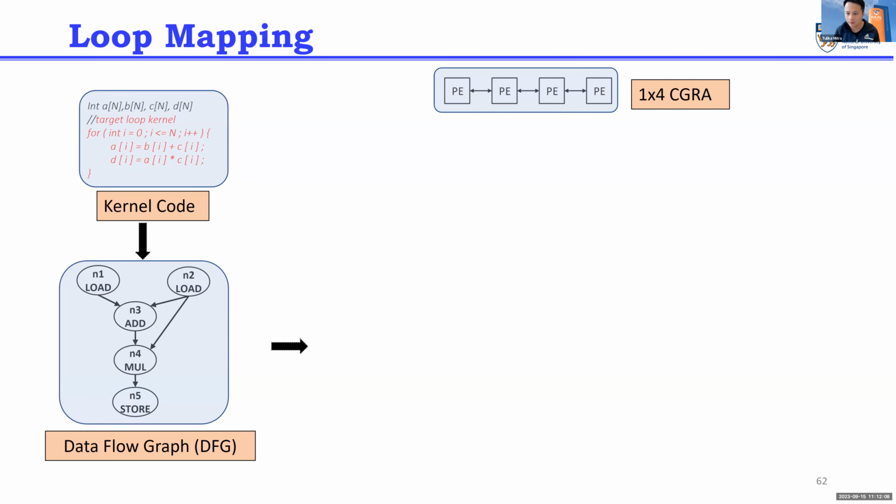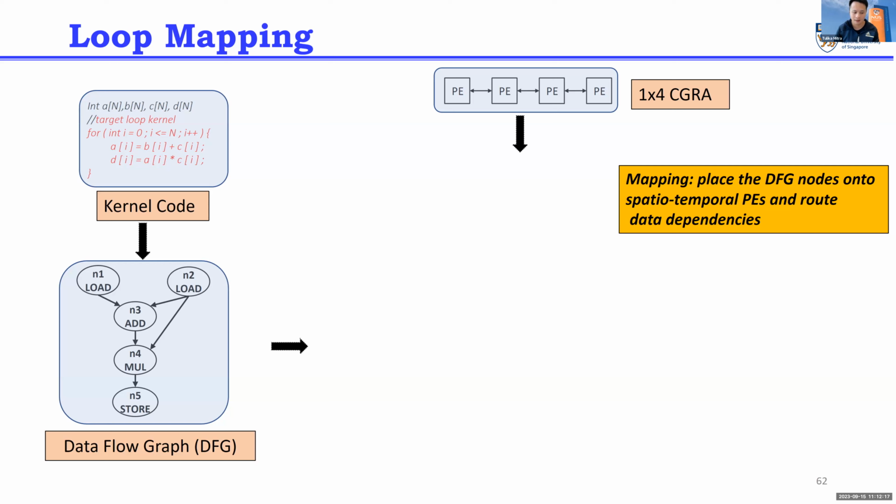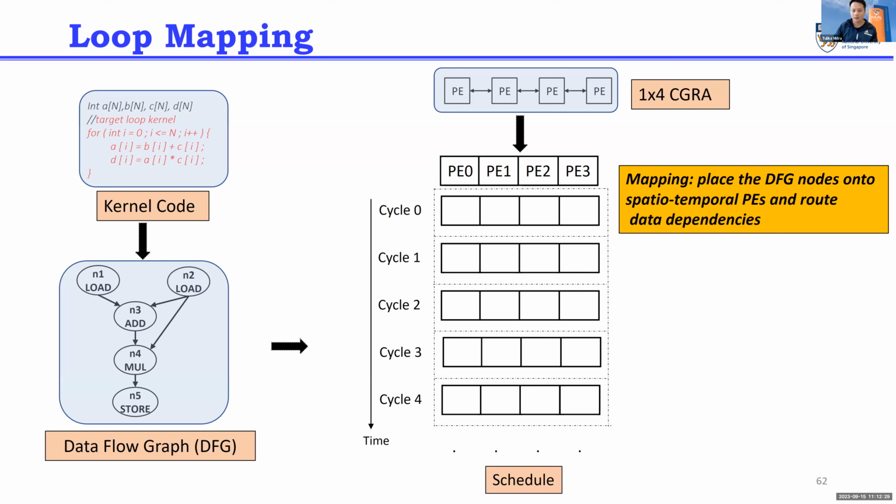Let's say, for example, we have a 1x4 CGRA. It means that we have 4 PEs. The process to compile the DFG onto the CGRA is called mapping, and mapping is to place the DFG nodes onto the spatial-temporal PEs and route data dependencies. So with the 1x4 CGRA, we can draw the schedule. First, at cycle 0, we execute iteration i, and we place node N1 here, and we can place N2 here because there is no data dependency between N1 and N2. Next, to execute node N3, we need to route the data dependency through the on-chip network. And then for node N4, we place it at cycle 2 at PE2, and route the data dependency through the on-chip network.